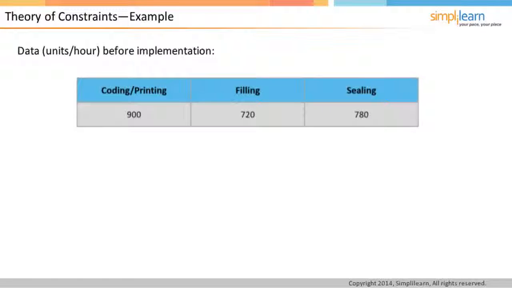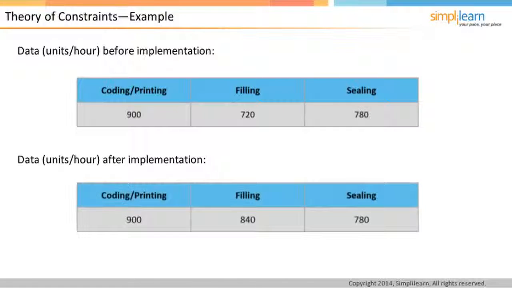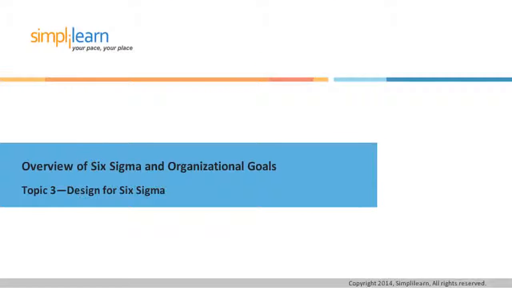The number of units produced per hour before implementing the TOC in coding or printing process was 900 units. Filling process was 720 units, and sealing process was 780 units. After implementing the TOC, the number of units produced per hour for the filling process increased to 840 from 720 units. Let us proceed to the next topic of this lesson.